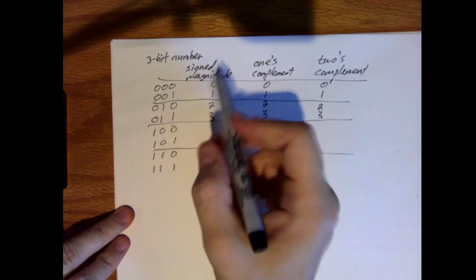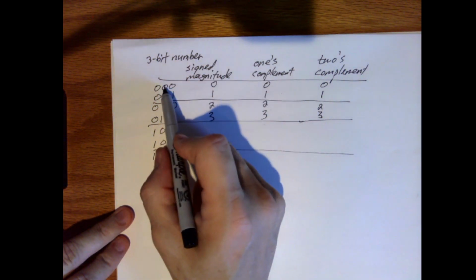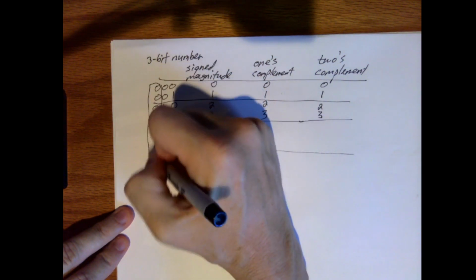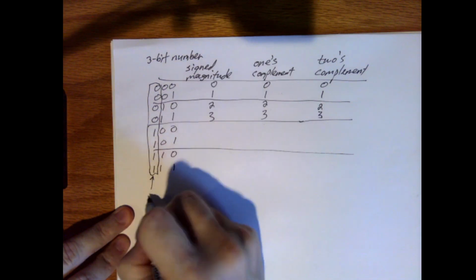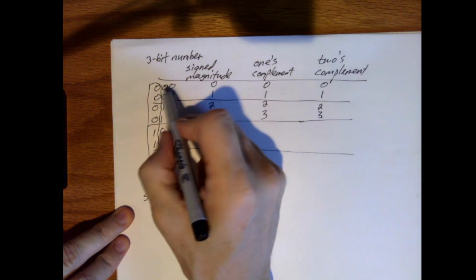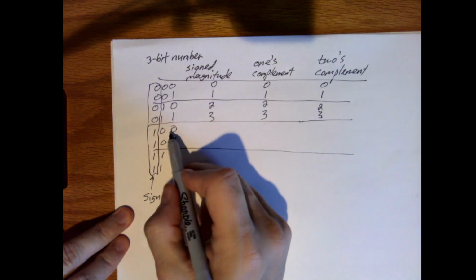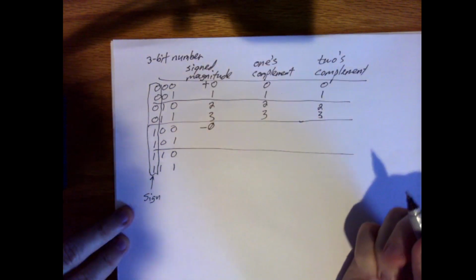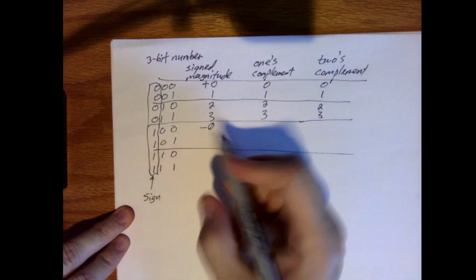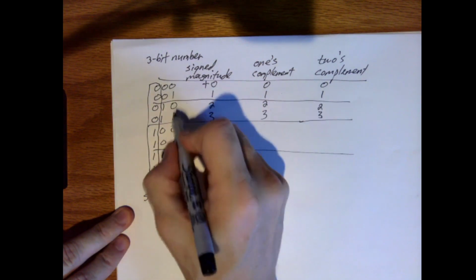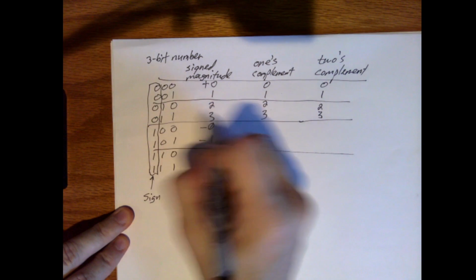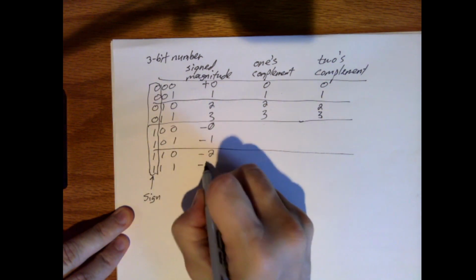So what did we say we do for sign magnitude? The leftmost bit is the sign. So here we have positive 0. And so this right here is negative 0. Believe it or not. So this is really positive 0. And this is 1. This is negative 1. 1, 0 is 2. So 1, 1, 0 is negative 2. And 1, 1 is 3. So 1, 1 is negative 3.